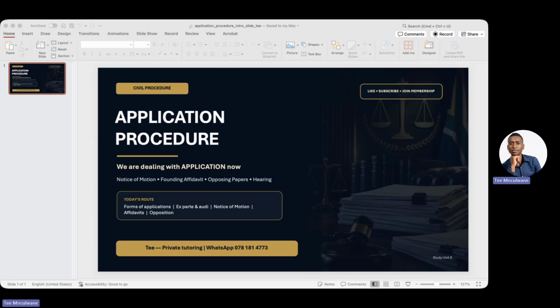Third, if the respondent decides to oppose, the respondent files an answering affidavit. Fourth, the applicant may reply. Fifth, the matter is set down for hearing. So, in urgent applications, the court may allow shorter time periods. This is because urgency means the applicant cannot wait for the normal timetable.